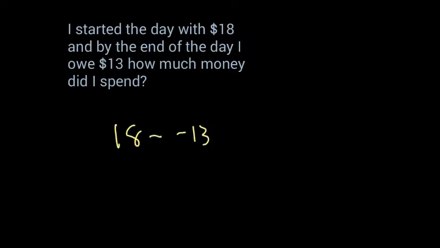So I have 18 minus a negative 13. Again, we're going to do KCC, keep, change, change. I'm going to keep that 18, change my subtraction to addition, and change that negative 13 to a positive. So now I have 18 plus 13, which is going to give me 31. So I spent $31 that day. So I started with 18, I spent 31, and now I owe $13.